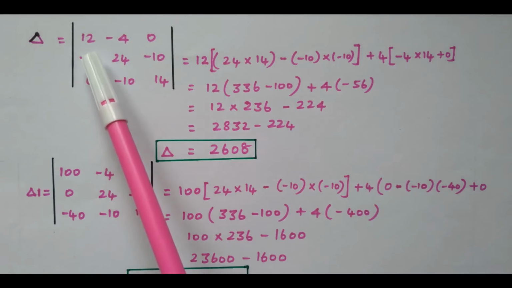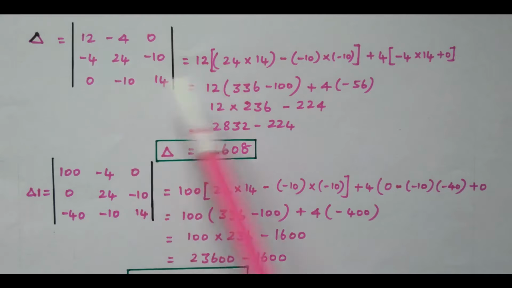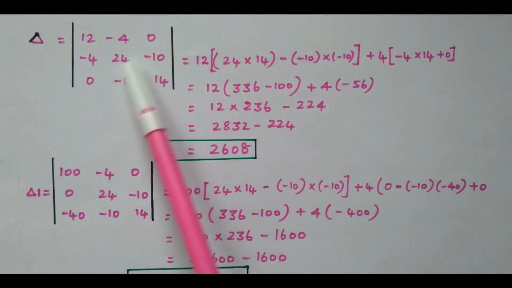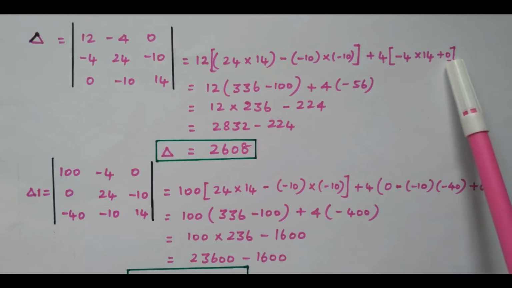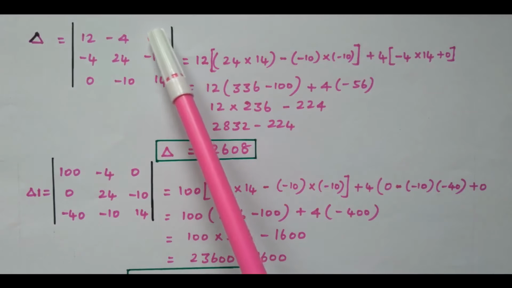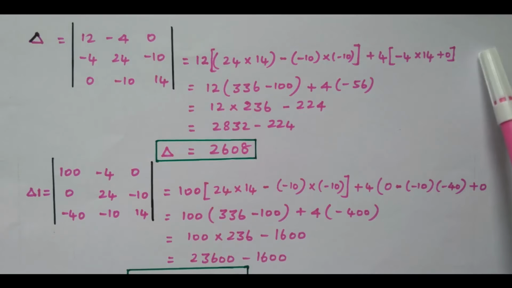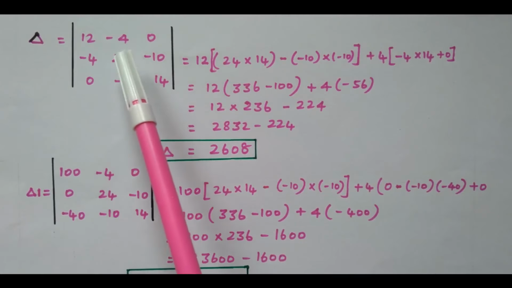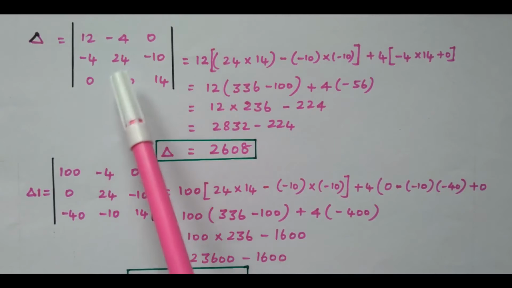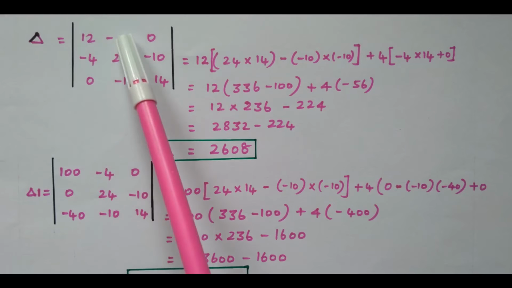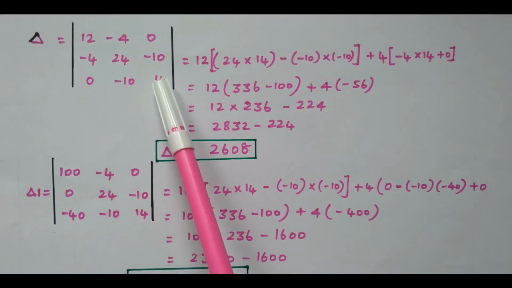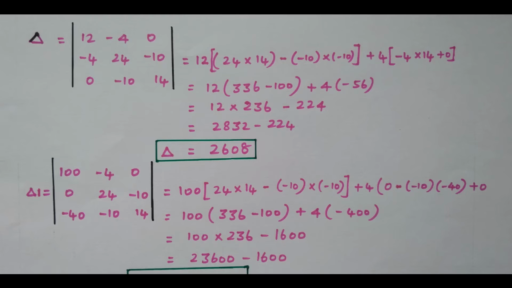Now what we need to do? You need to multiply minus 4 into 14, then minus these two terms. Already 0 is there, so automatically the term is 0. Then we take the third term. Third term is 0, so automatically the third term is 0. Right? So 12 times 24 into 14 minus 10 into minus 10, then plus 4 times minus 4 into 14 minus these two terms. That's the determinant. I think you know this determinant very well.